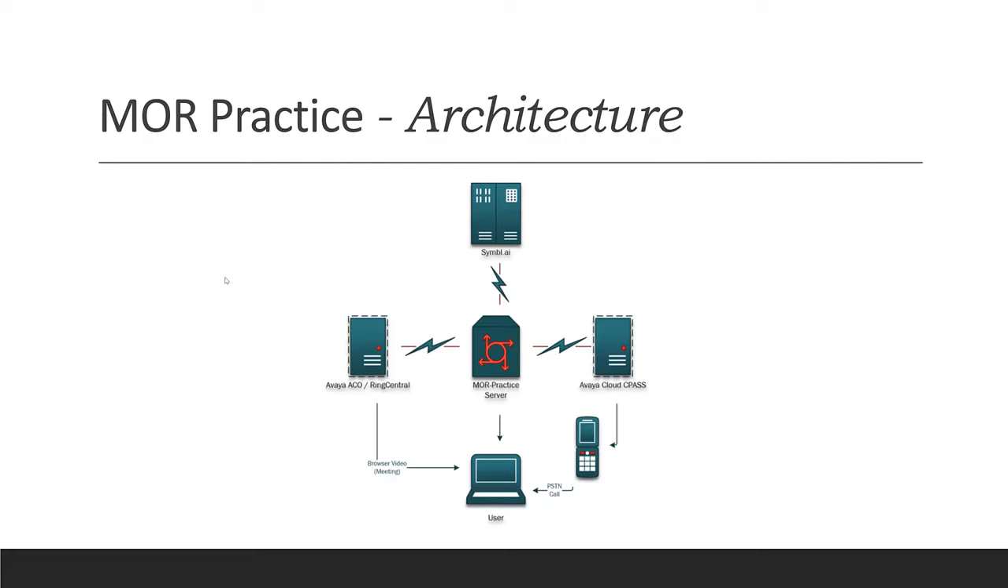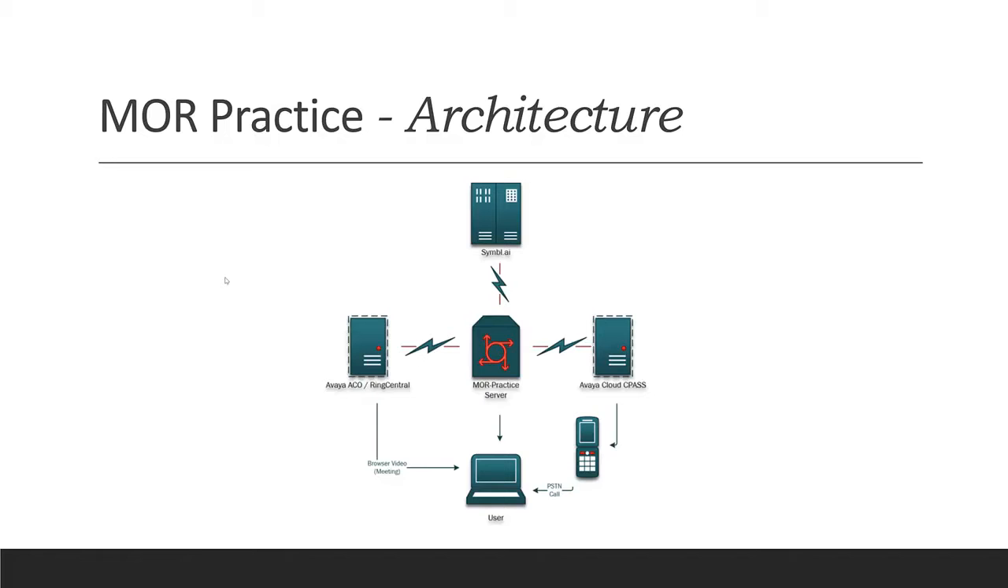So how does it work? We've got our practice server that sits in the cloud. It's actually sitting on Amazon Web Services. Through that, it communicates to the Avaya Cloud CPaaS system to make the actual phone calls. We also have an integration with Symbol.ai to do analysis of the interactions as well.